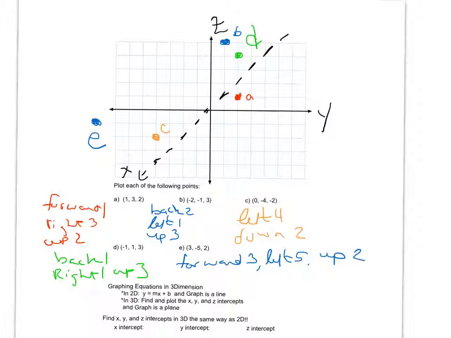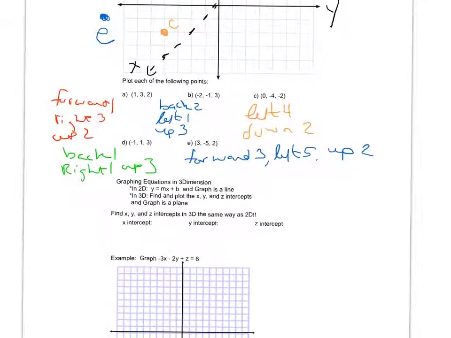So the big thing to remember when you plot a point is forward or backward on my x-axis, left or right on my y-axis, which is contrary to what we normally do, and up or down on my z-axis. And again, check that model out at school.